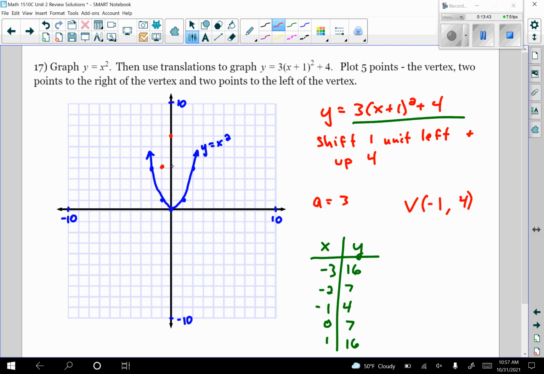So in other words, if I go over 1, 1 squared is 1, but now I need to triple it, so I'm going up 3. And if we go over to 1, we're going up 16, so I would actually put us like right up here on either side. So we have a very narrow parabola. And this is y is equal to 3 times the quantity x plus 1 squared plus 4.